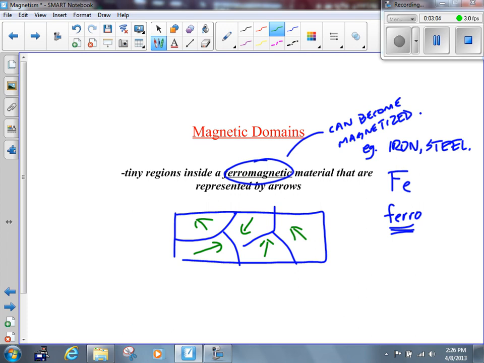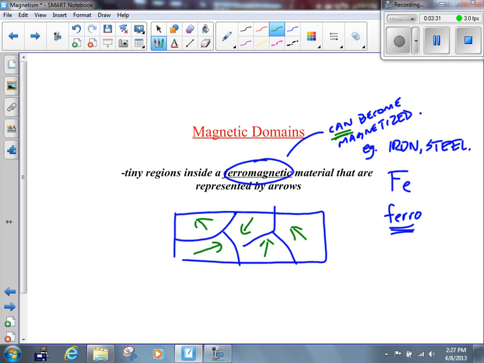This ferromagnetic material is not a magnet right now. It has the ability to become a magnet, but it's not a magnet yet because these domains are randomly aligned. They're pointing in random directions. If I want this to be a magnet, then I've got to cause these domains to point more or less, at least, in the same direction. And there are a couple of ways that I can do that.